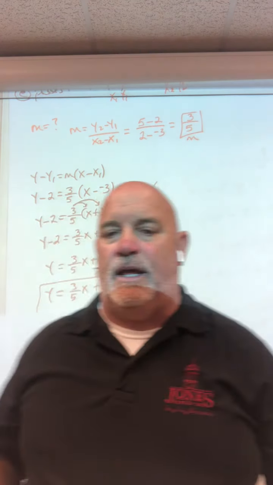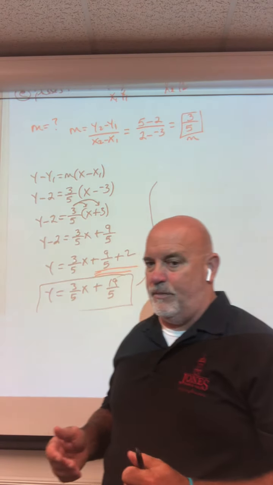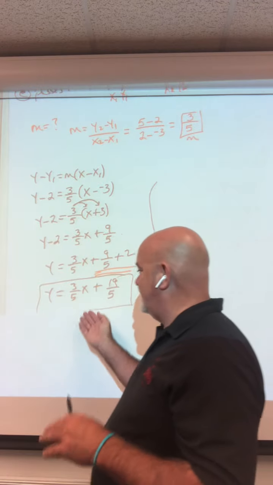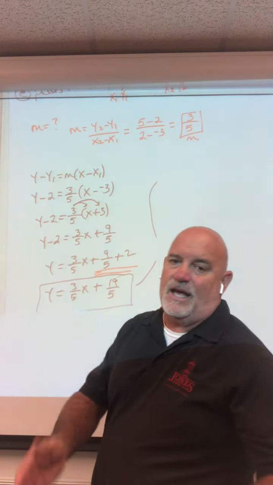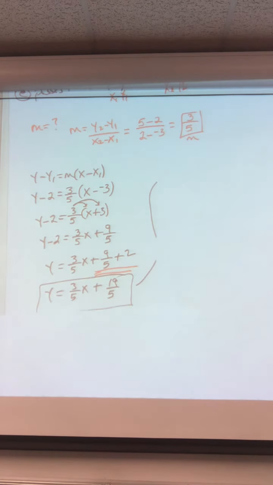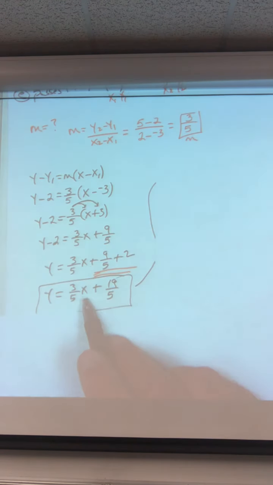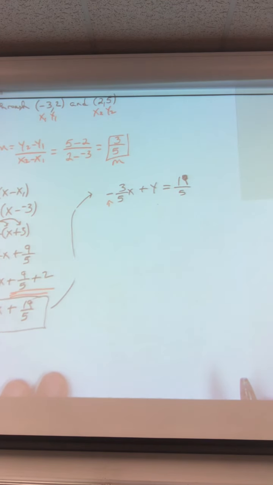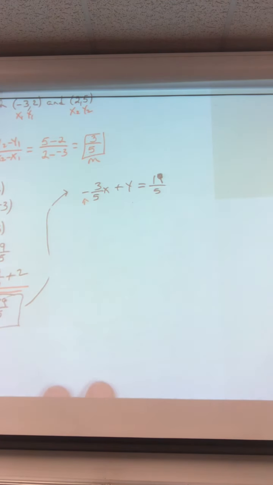I also want to give it to you in standard form. All right, so let's do that. What does standard form mean? It means get the x's and y's on one side, leave the number on the other. So what I'm going to do here is bring this 3/5 x back to the left side. When I do, it becomes negative 3/5 x plus y equals 19/5.